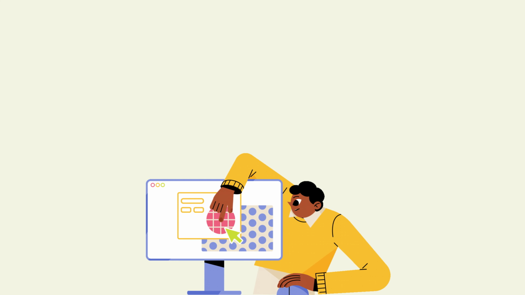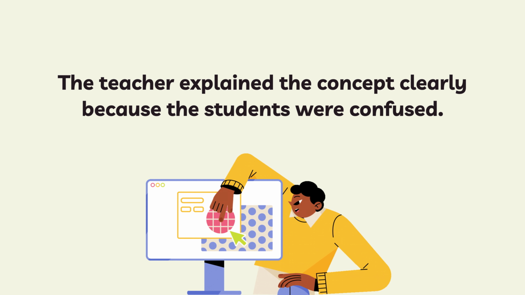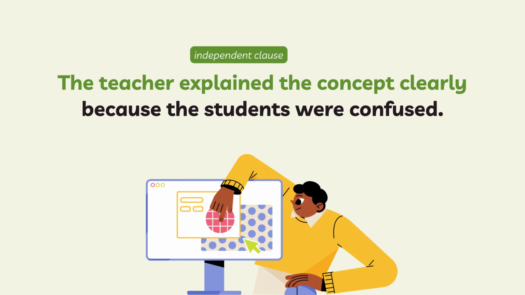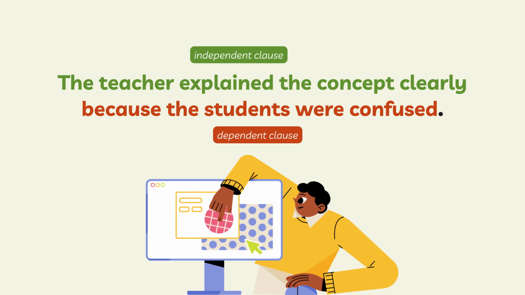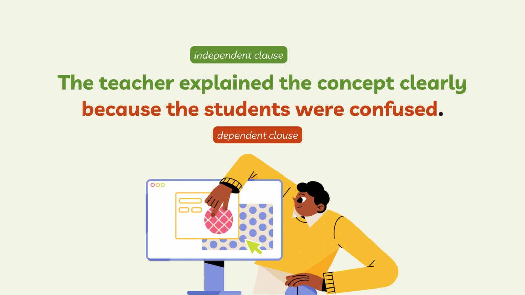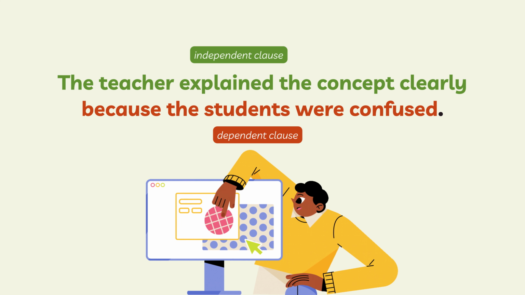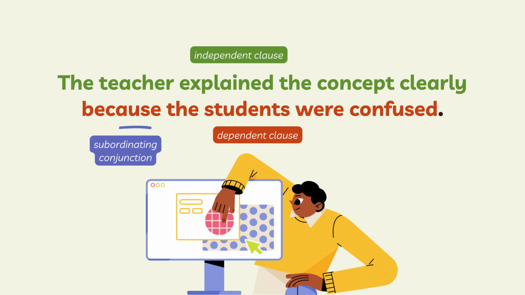For example, the teacher explained the concept clearly because the students were confused. The independent clause, the teacher explained the concept clearly, can stand alone because it's a complete thought with a subject and predicate. The dependent clause, because the students were confused, adds the reason but relies on the independent clause to provide the full meaning. To connect the dependent clause to the main clause, or independent clause, we can use subordinating conjunctions.